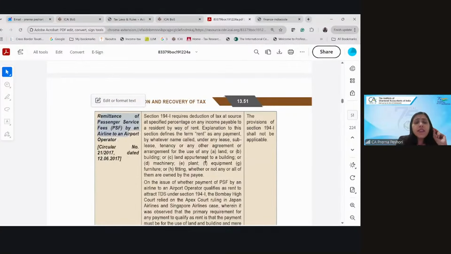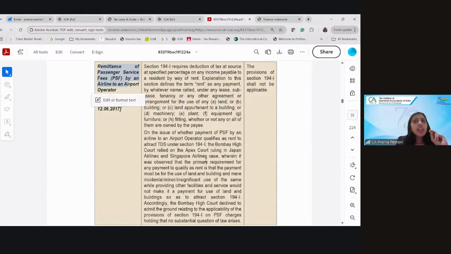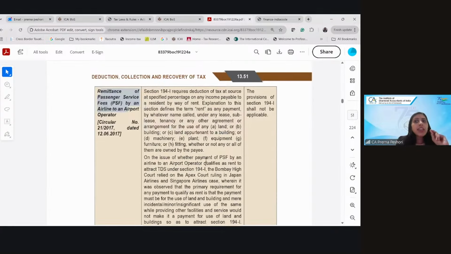So the CBDT circular has clarified that 194I will not be applicable on the passenger service fee, in line with the decision of the Bombay High Court. Are we clear?